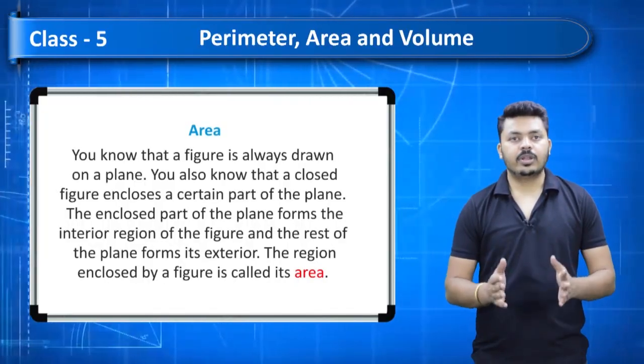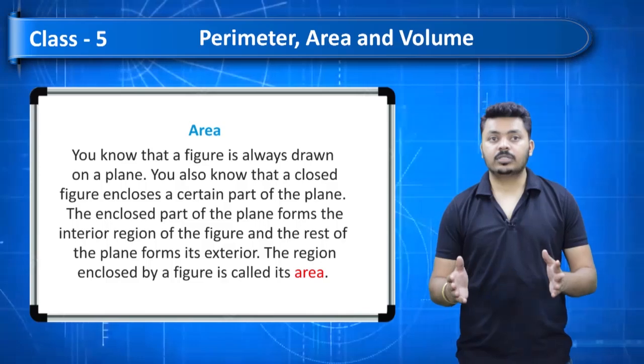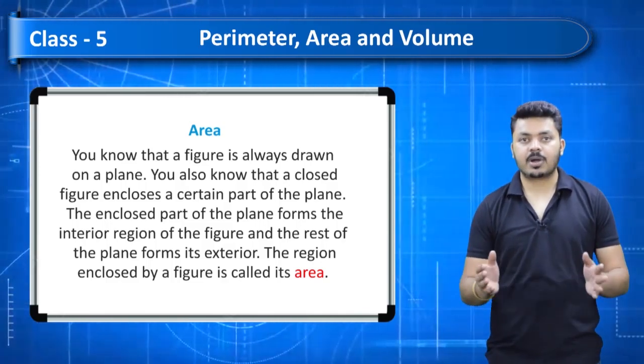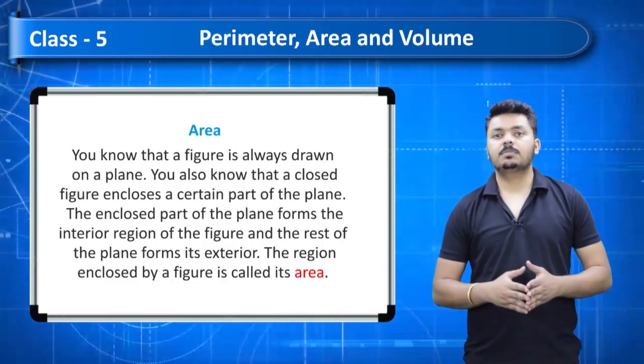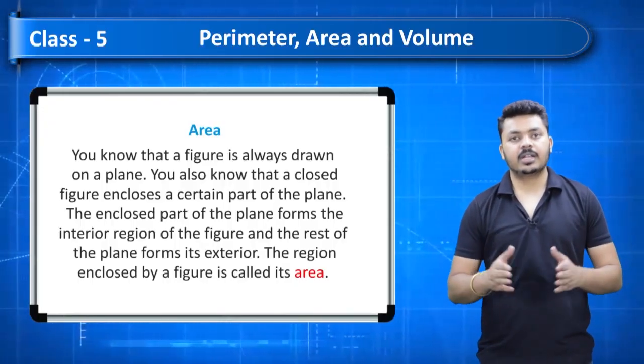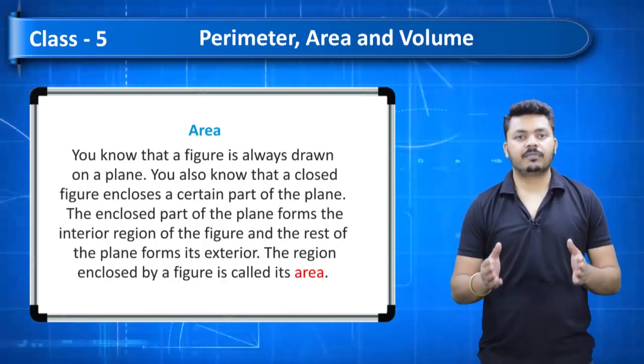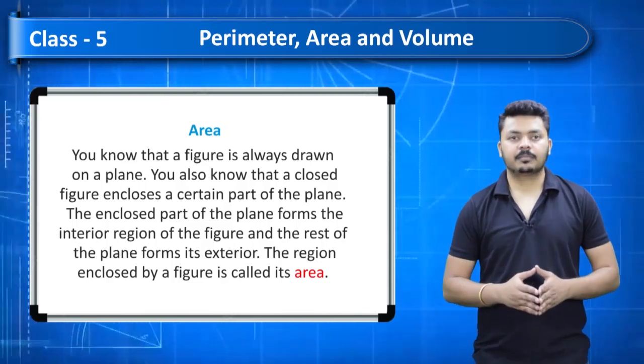Area. You know that a figure is always drawn on a plane. You also know that a closed figure encloses a certain part of the plane. The enclosed part of the plane forms the interior region of the figure and the rest of the plane forms its exterior. The region enclosed by a figure is called its area.